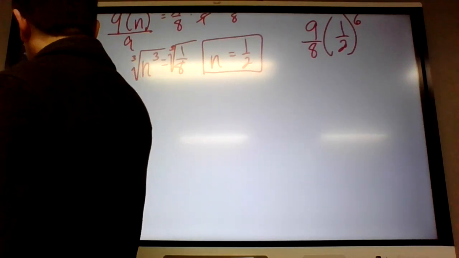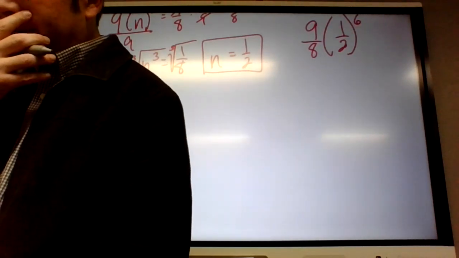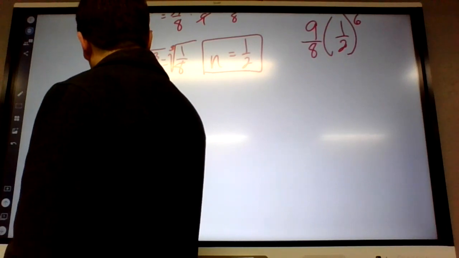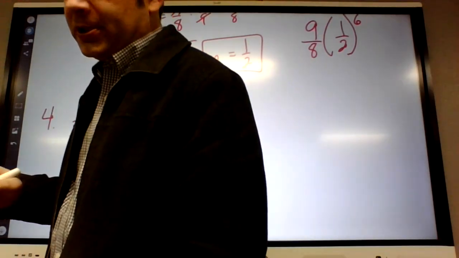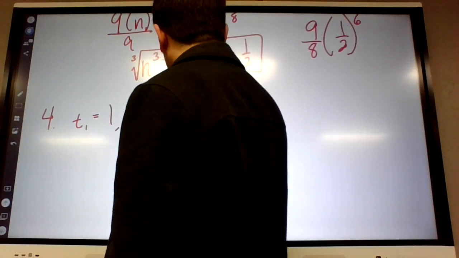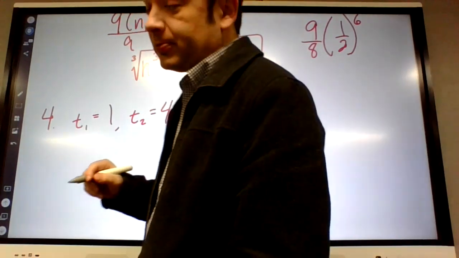Okay. Number 4, I think, is one of the easier ones. I shouldn't say that. If we get it wrong, it'll make you feel bad. So T sub 1 is 1, T sub 2 is 4. T sub n equals 2 T sub n minus 1 plus T sub n minus 2.